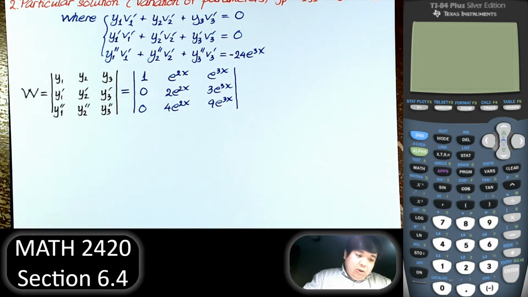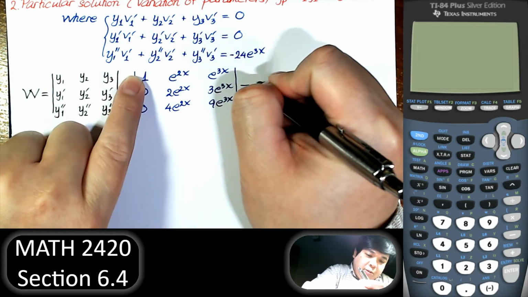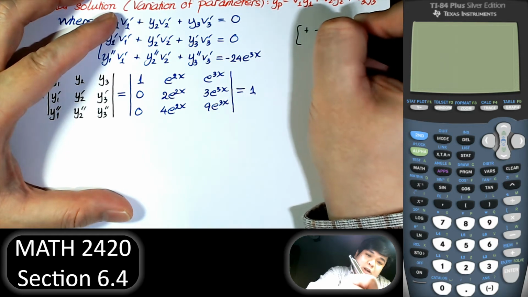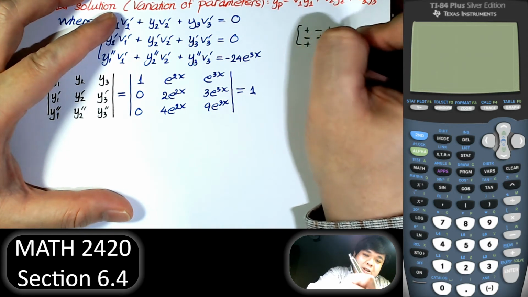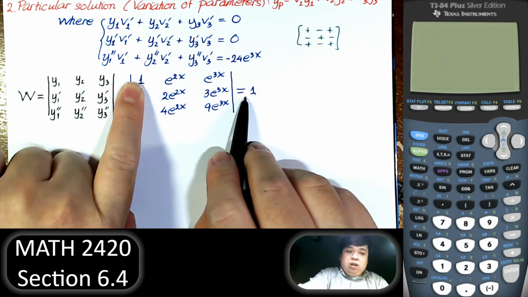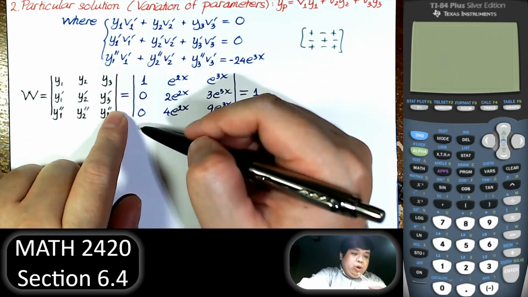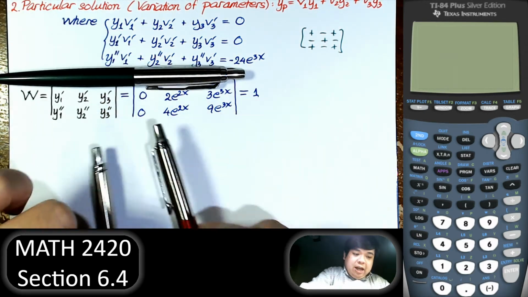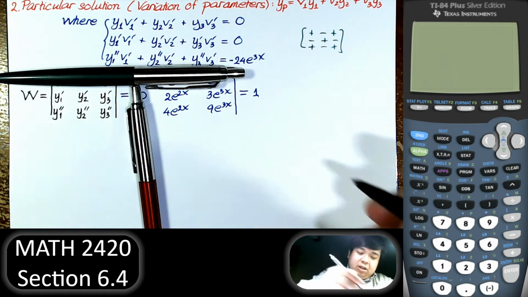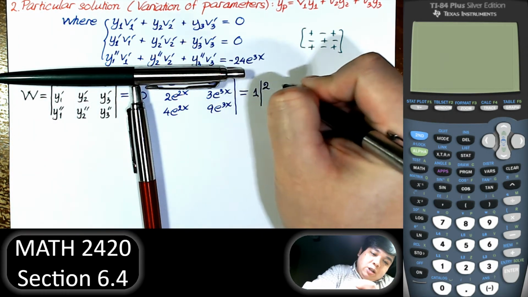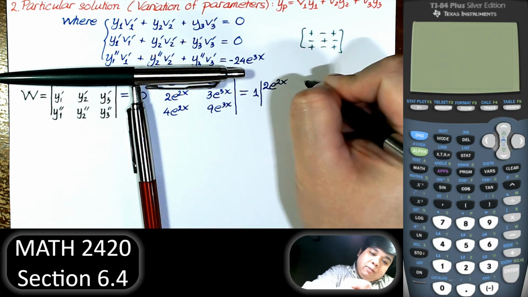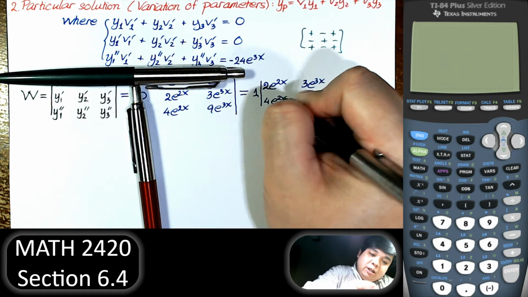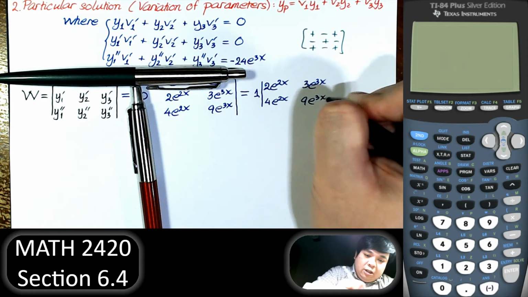Yeah, so that will be equal to, we're going to have 1, the sign chart for the 3 by 3 determinant. The 1 stands on the plus, so we have 1. We go along the first column here, and after that cover the row and the column containing the element. We're left with 2e^(2x), 3e^(3x), 4e^(2x), and 9e^(3x).